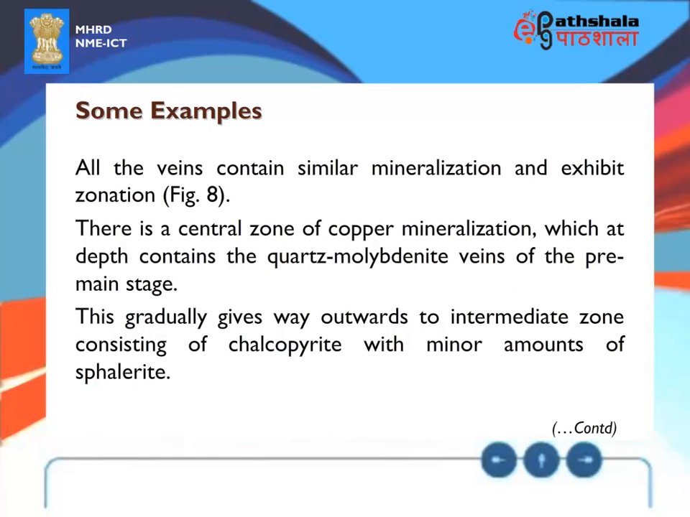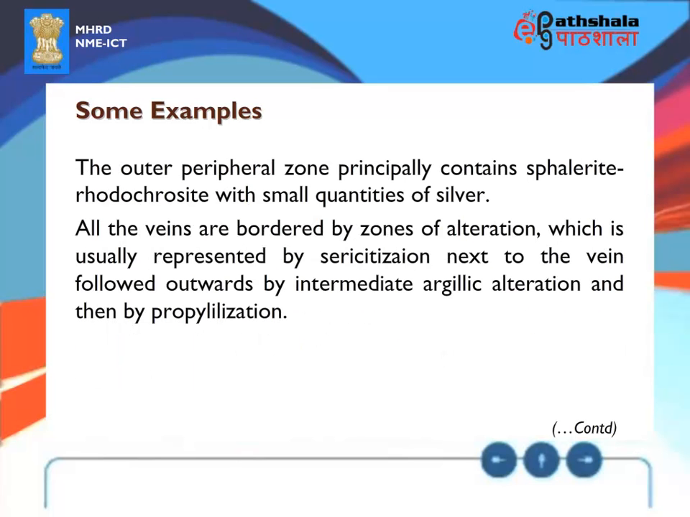All the veins contain similar mineralization and exhibit zonation, figure 8. There is a central zone of copper mineralization which at depth contains the quartz molybdenite veins of the pre-main stage. This gradually gives way outwards to an intermediate zone consisting of chalcopyrite with minor amounts of sphalerite. The outer peripheral zone principally contains sphalerite, rhodochrosite with small quantities of silver.